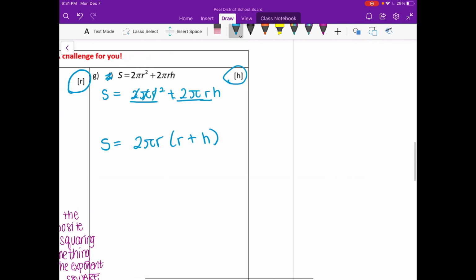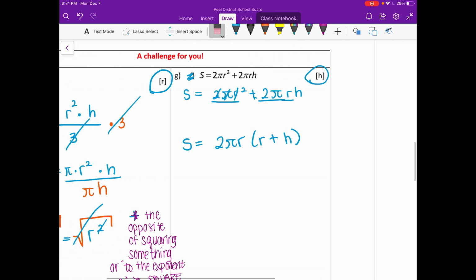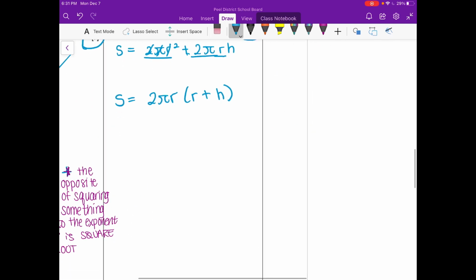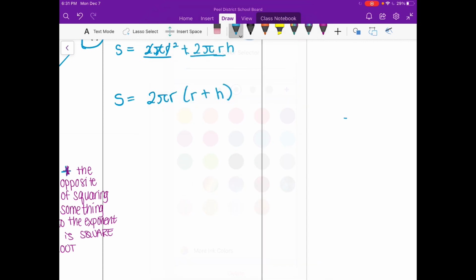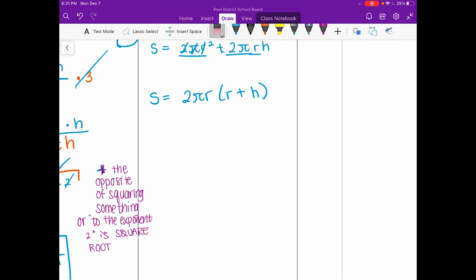Because now if I expanded this in, right, so if I had 2 pi r times r plus h, and I expanded this in, you would be left with 2 pi r squared plus 2 pi r h. So I'm just doing the opposite of the distributive formula. Okay, doing the opposite of distribution is just factoring. And this is a more challenging question, so it's making you think about how to do this. I haven't taught you this yet.